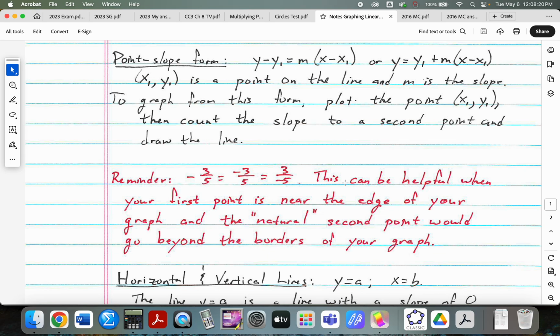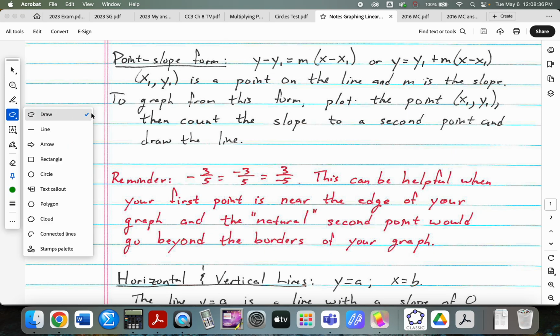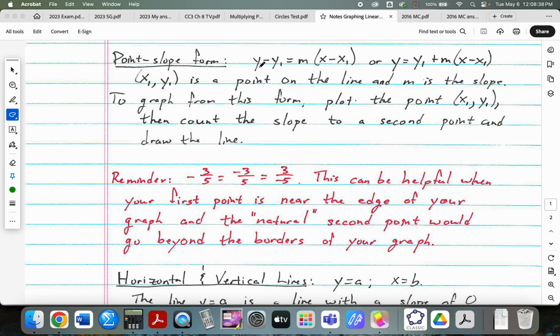Point slope form really gets kind of the short shrift from Algebra 1 textbooks. I think it's more important because it leads to things in calculus. I teach calculus, so I'm biased that way. So point slope form, depending on which textbook you're using, can be one of two ways. Either y minus y1 is equal to m times the quantity x minus x1, or, and this is my personal preference, but it doesn't really matter, y is equal to y1 plus m times x minus x1. So x1, y1 is a point on the line.